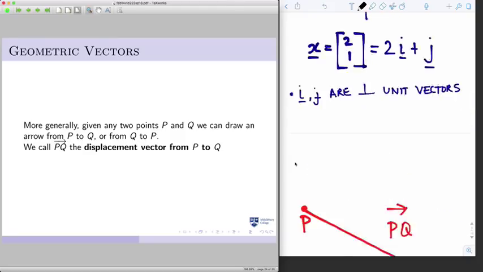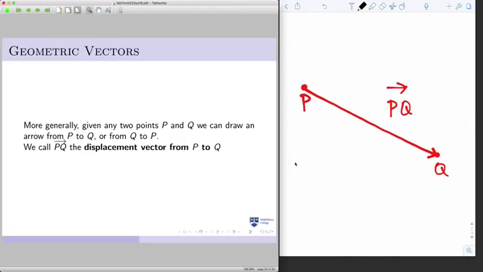More generally, given any 2 points, P and Q, we can draw an arrow from P to Q, or from Q to P, as follows. We would call the arrow from P to Q the displacement vector from P to Q.